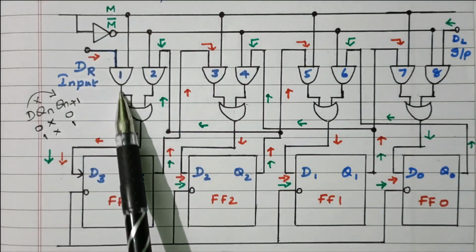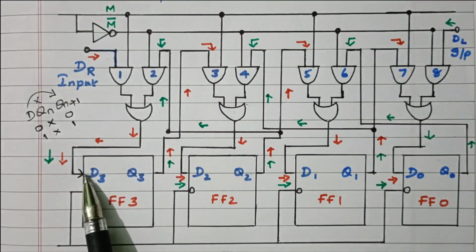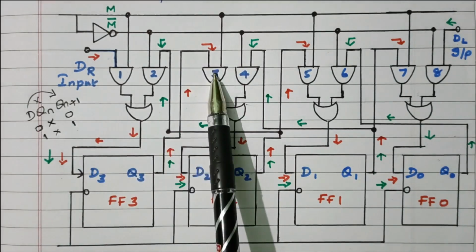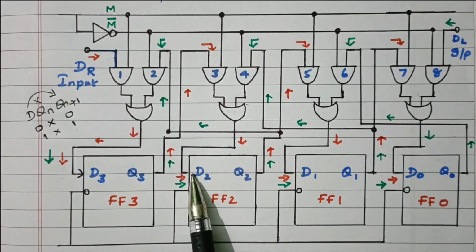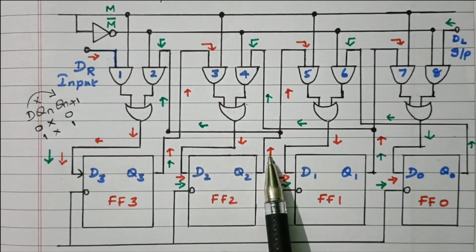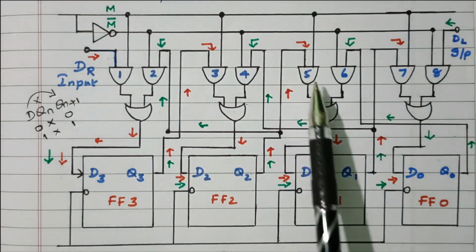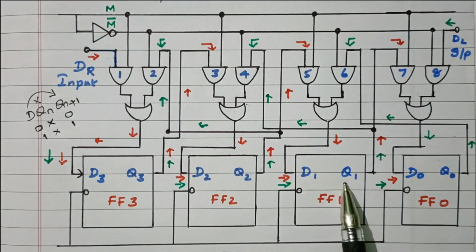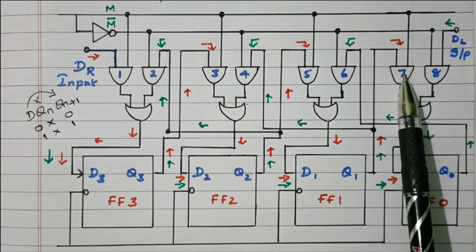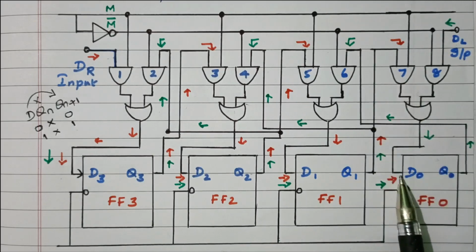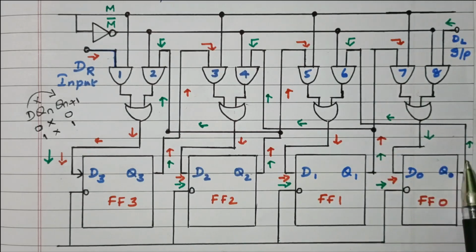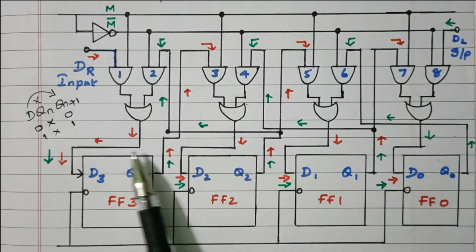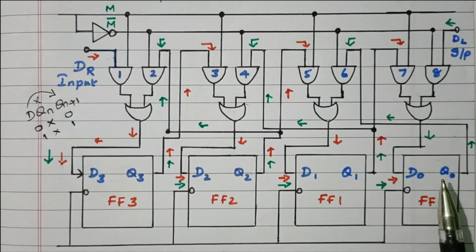Data available here is passed to the first flip flop. The output of the first flip flop goes to AND gate 3, that is passed to the second flip flop. The second flip flop output goes to AND gate 5, that is passed to the third flip flop input. The third flip flop output goes to AND gate 7, that is given to the fourth flip flop input. Then it just keeps on going, right? So the data is shifted right side.